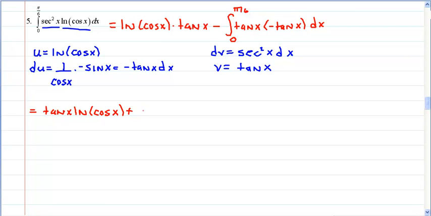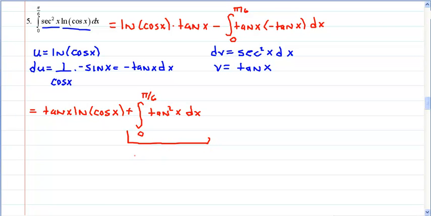And I can change this to a plus sign. The two negatives cancel. And then I also have tangent times tangent, which is tangent squared. So keep in mind that integration by parts is supposed to turn this into something that can be integrated. But tangent squared x cannot be integrated.